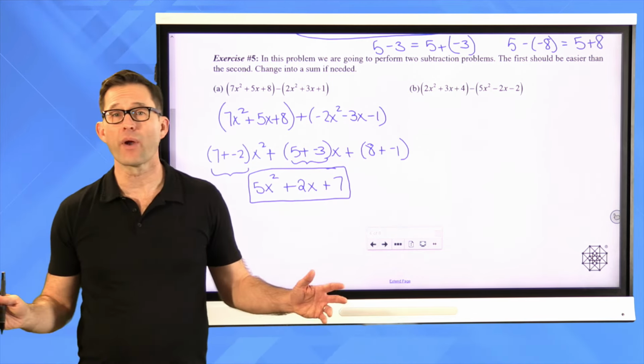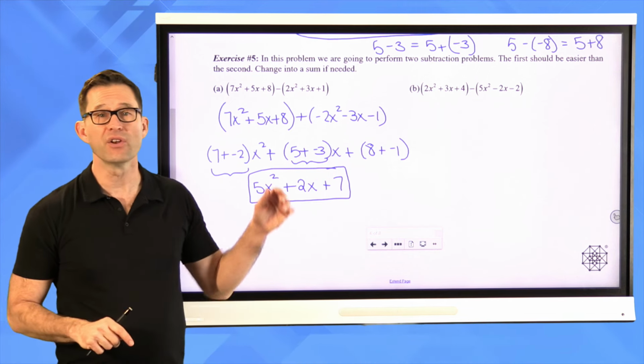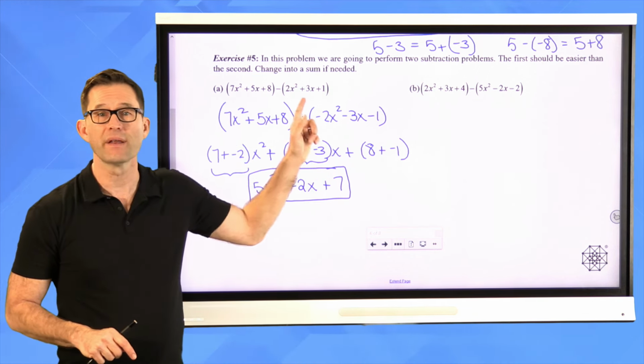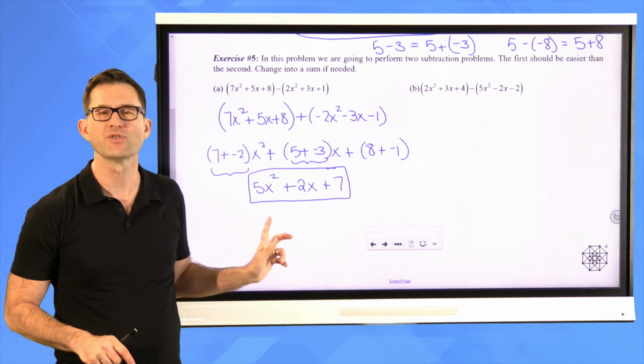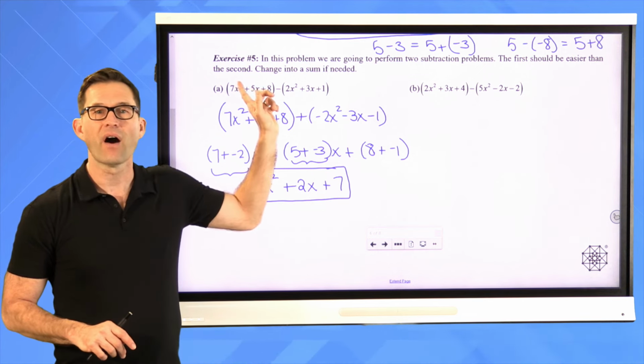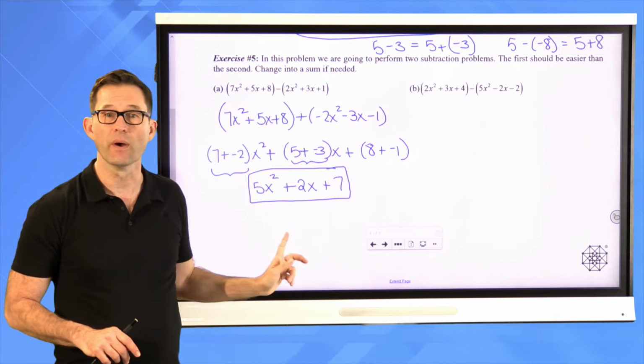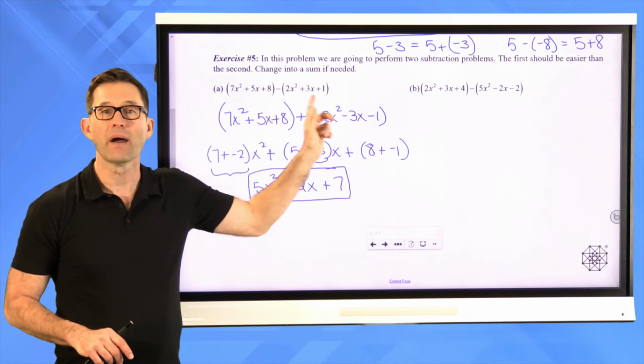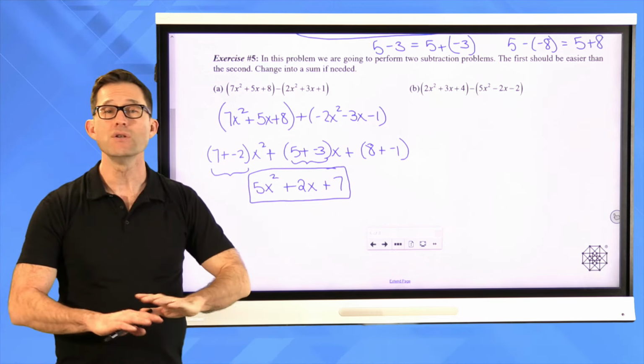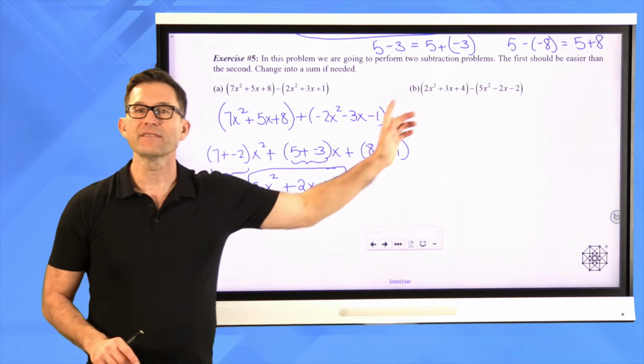Now, I want to say for the record, of course, that would be easy enough to do by just doing, well, I've got 7x squared minus 2x squared, which is 5x squared. I have 5x minus 3x, which is 2x. And I have 8 minus 1, which is 7. Nothing wrong with that. It gets harder here, though.